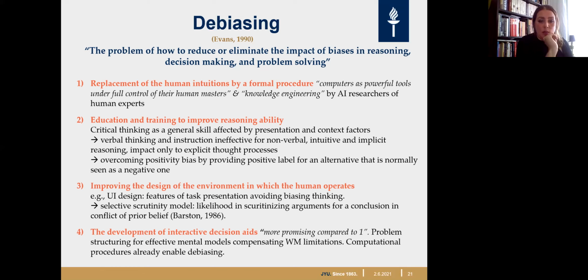But there are some ways to overcome this. For example, overcoming positivity bias by providing a positive label for an alternative that is normally seen as a negative one. So this has been seen to overcome some problems.